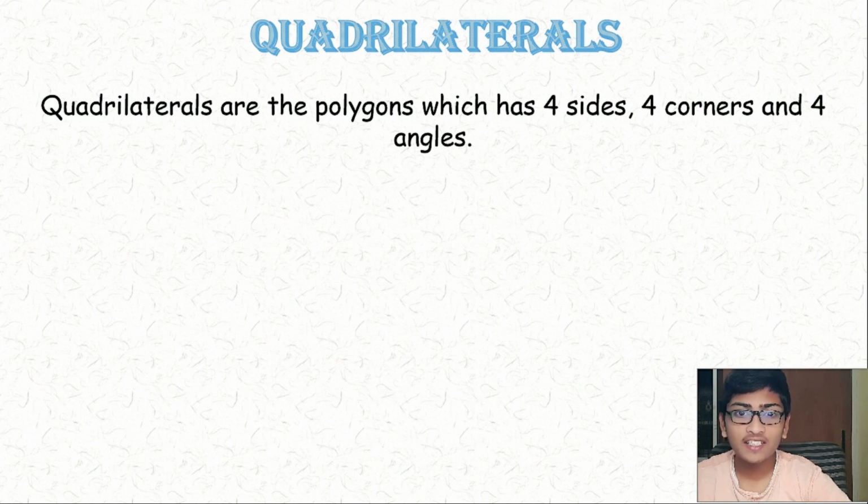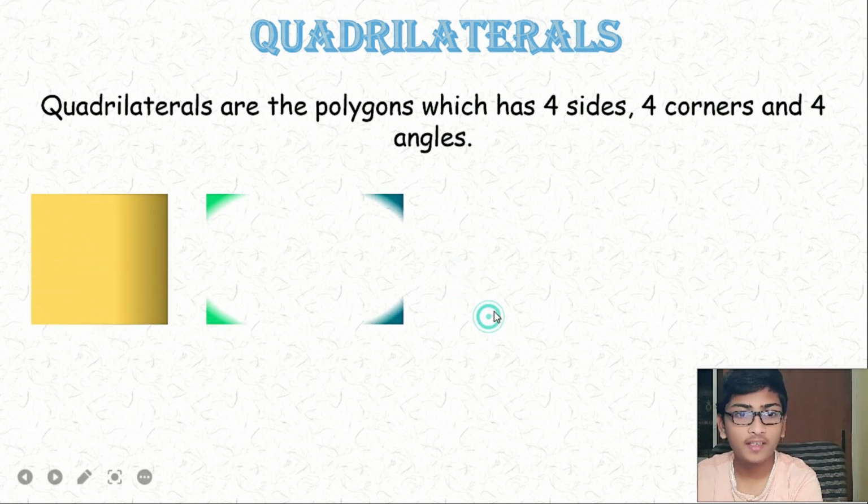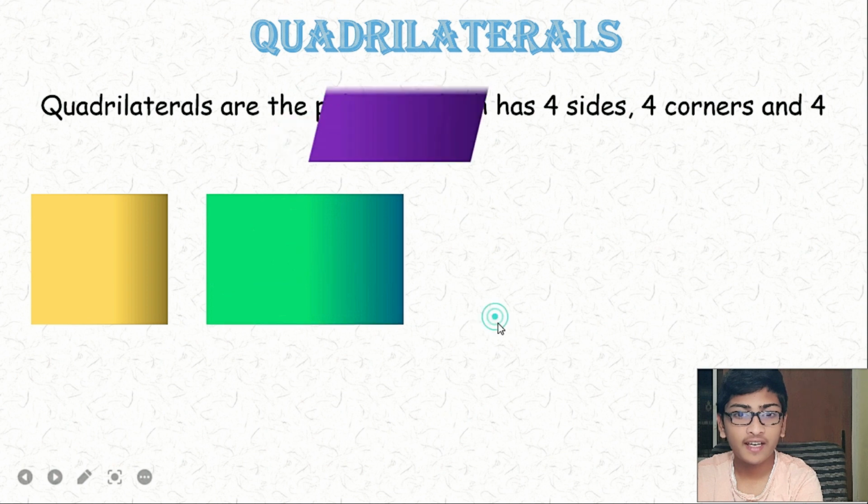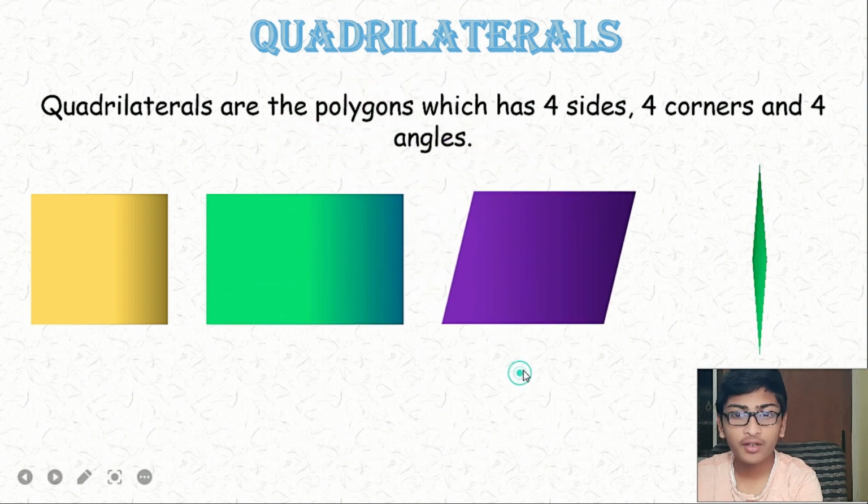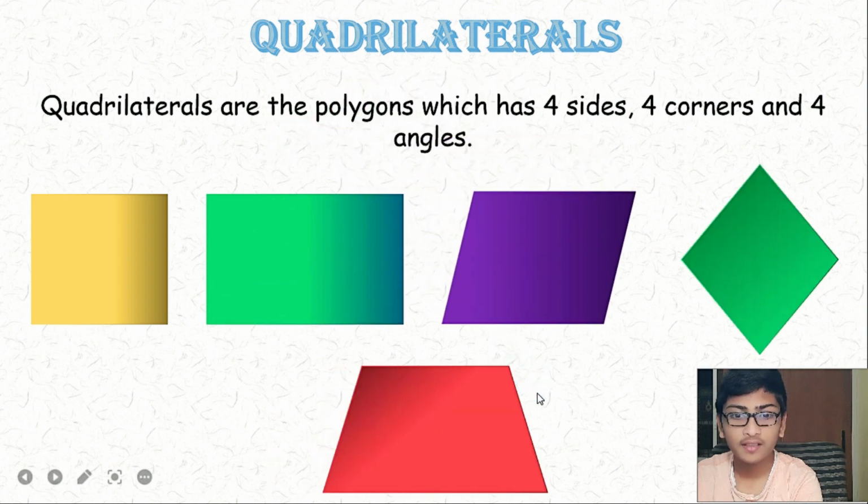Quadrilaterals are polygons which have 4 sides, 4 corners and 4 angles. Here are some examples of quadrilaterals. Let's see them one by one. First one is square, next rectangle, parallelogram, kite, trapezium. These are some common examples of quadrilaterals.